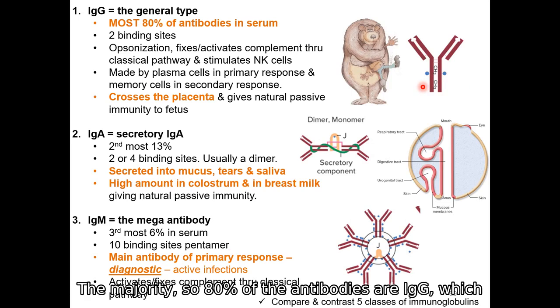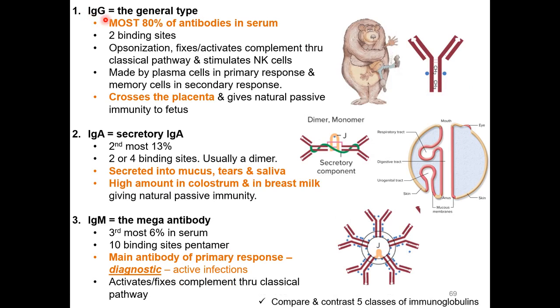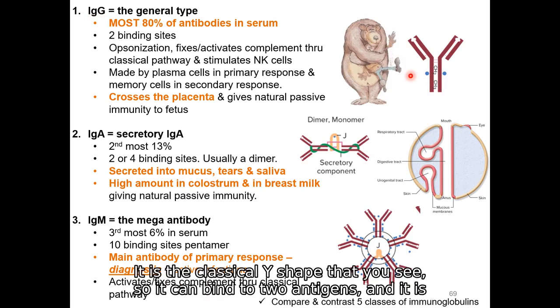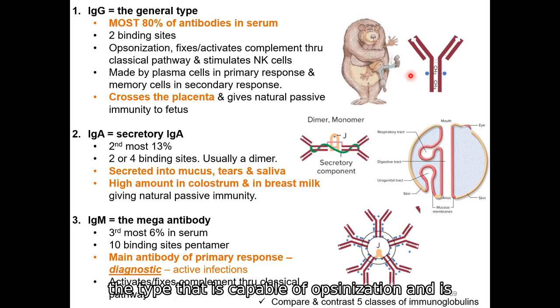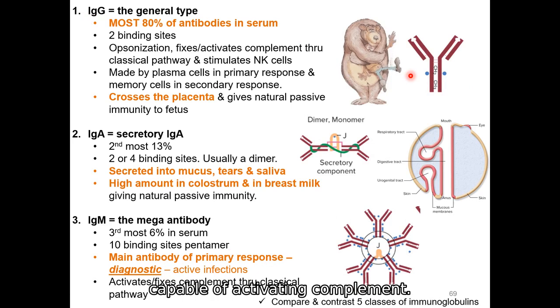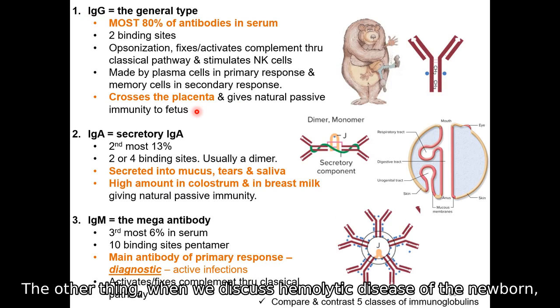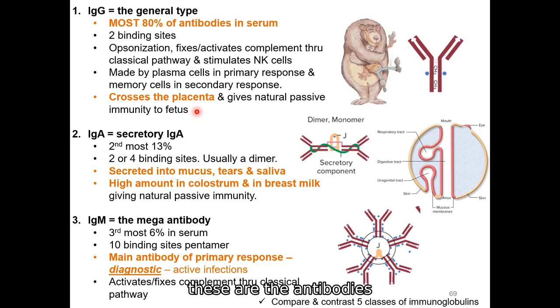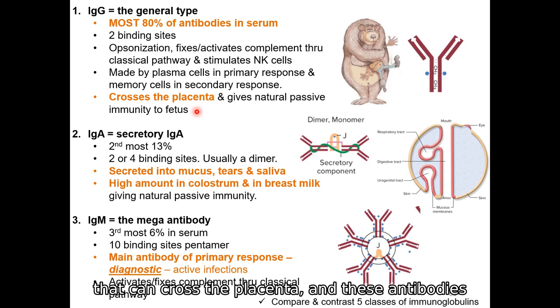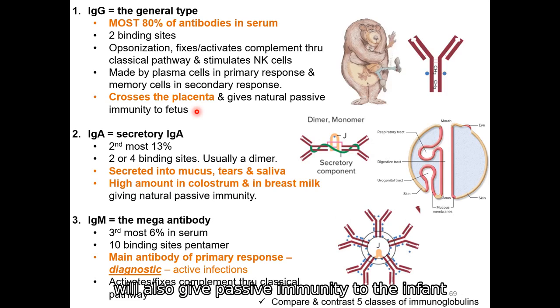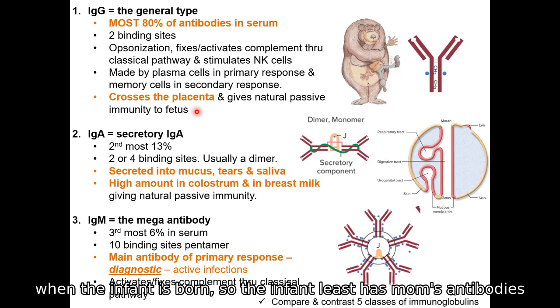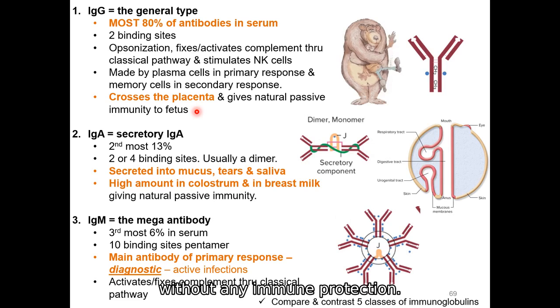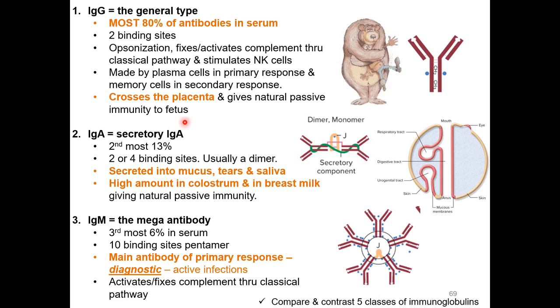The majority, so 80% of the antibodies, are IgG, which stands for immunoglobulin G. It is the classical Y shape that you see. Okay, so it can bind to two antigens. And it is the type that is capable of opsonization. It is capable of activating complement. The other thing, when we discussed hemolytic disease of the newborn, these are the antibodies that can cross the placenta. And these antibodies will also give passive immunity to the infant when the infant is born. So the infant at least has mom's antibodies inside and is not completely without any immune protection.